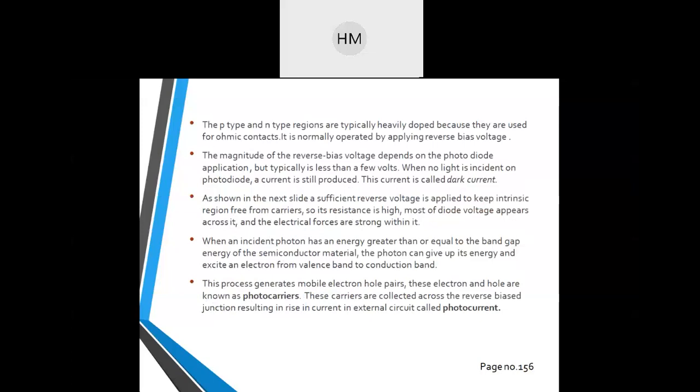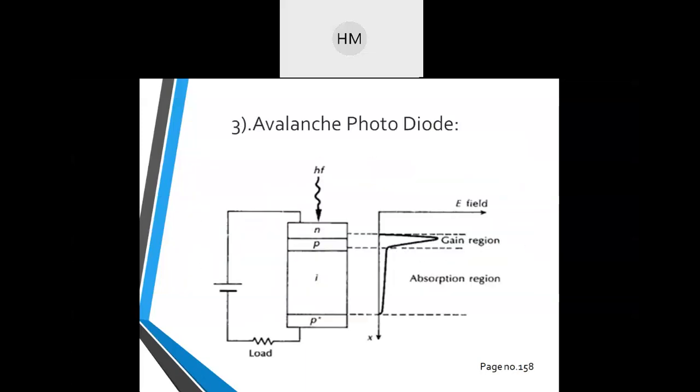This is the theory. Photo carriers and photo current. The process generates mobile electron hole pairs. These electrons and holes are known as photo carriers. We have studied minority carriers and majority carriers in a simple PN diode. Here we are talking about photo carriers and hence photo current will be produced. Next, write down avalanche photodiode.